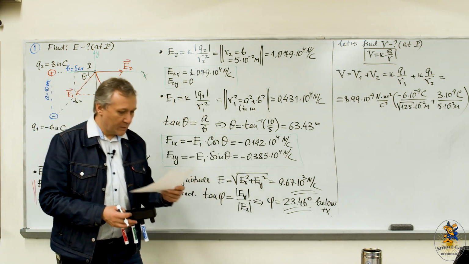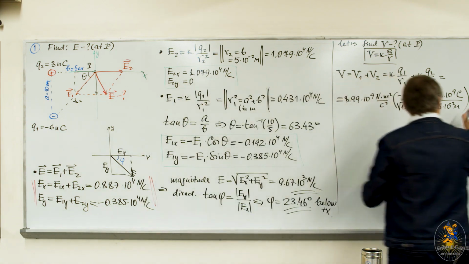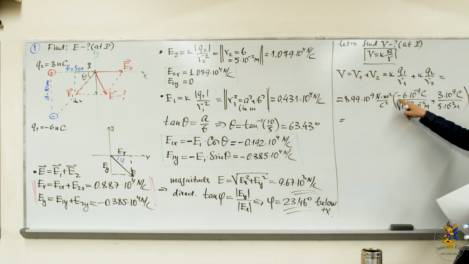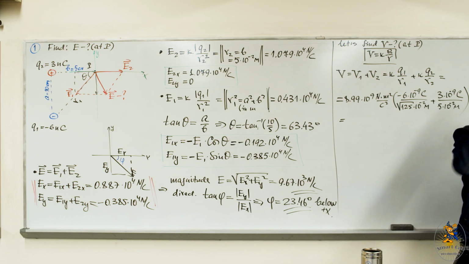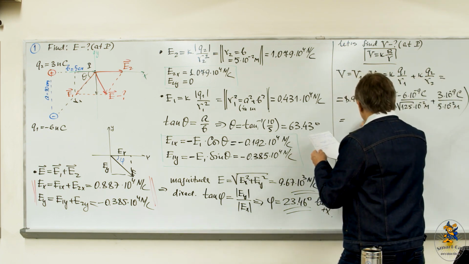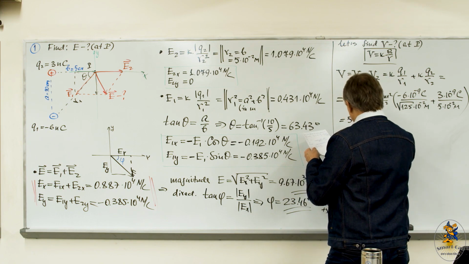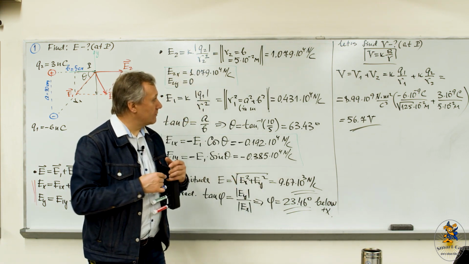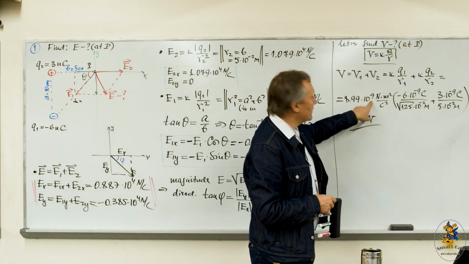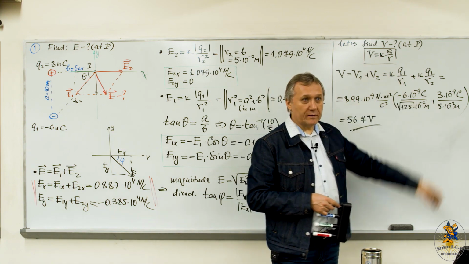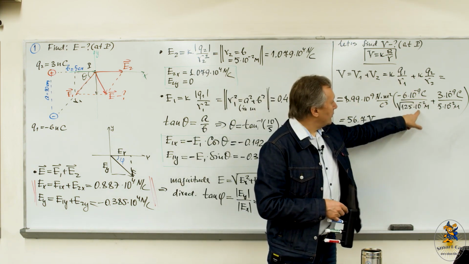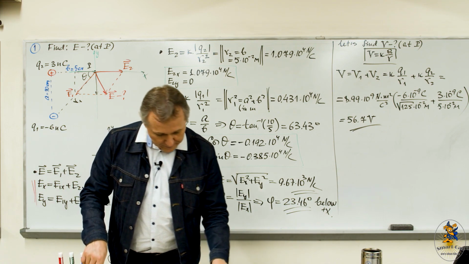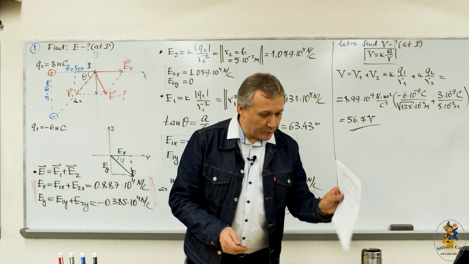OK, so the answer will be 56.7 volts. Not a small number. I'm surprised. So this 10 to the power of 9 and 10 to the power of minus 9 just cancel each other, right? But here we have 10 to the power of minus 2 in the denominator, which will go up as 10 to the power of 2. OK, so this is the first problem.